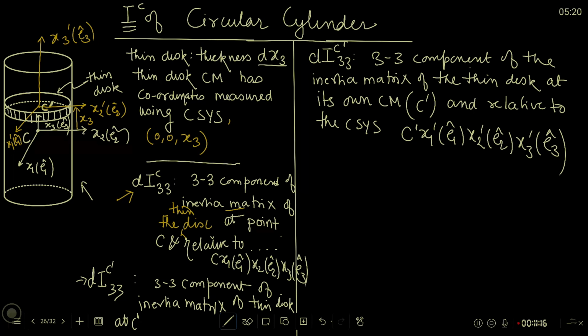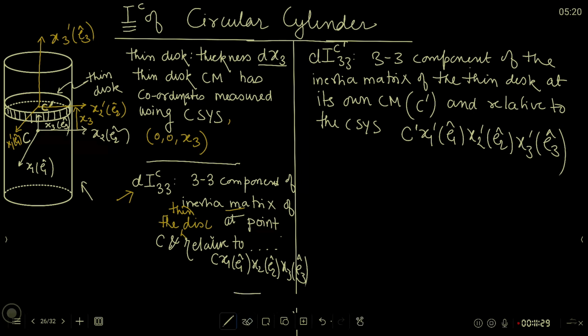DIC33 is the 3-3 component of the inertia matrix of the thin disk at point C and relative to this. DIC prime 3-3 is the 3-3 component of the inertia matrix of the thin disk at its own center of mass, C prime, and relative to the coordinate system fixed to its own center of mass. Right?